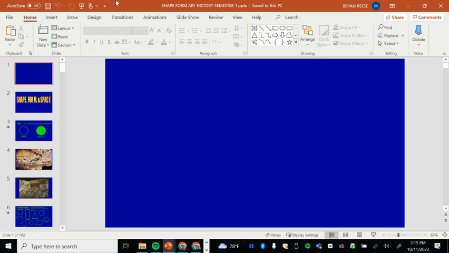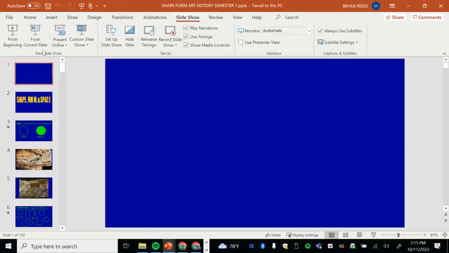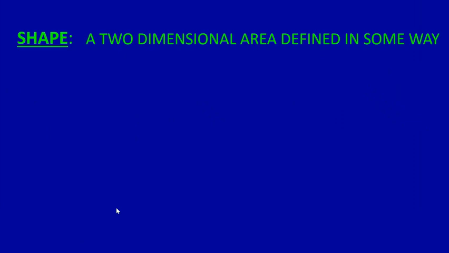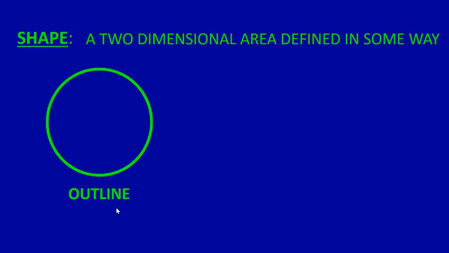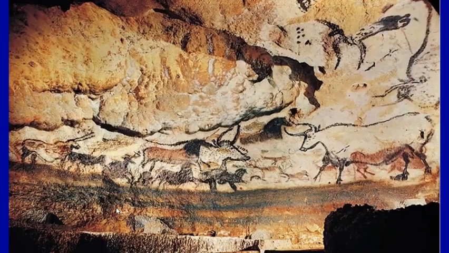All right, today we're going to look at shape and form. We'll look at space in another slideshow. So let's do this. Shape is a two-dimensional area defined in some way. It can be defined either by an outline or a silhouette.